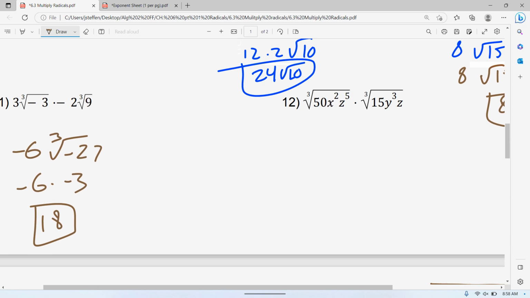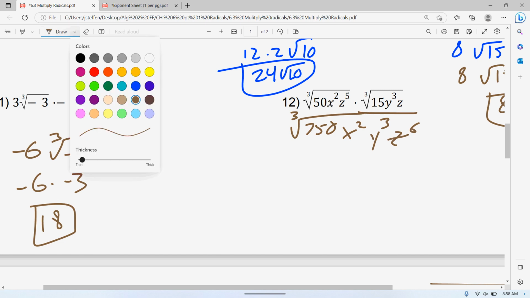Then number 12, again, it's very similar to the one we just did. What was it, number 10? The only difference is it's a third root. A little bit more practice with these. That's the third root. 50 times 15 is 750. X squared, there is no other x, so it's just x squared. I should have changed this one so it wasn't as long. Then we have y to the third, nothing combines with that. And then z to the fifth and z is going to be z to the sixth.